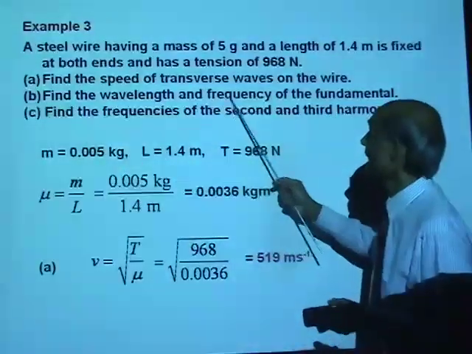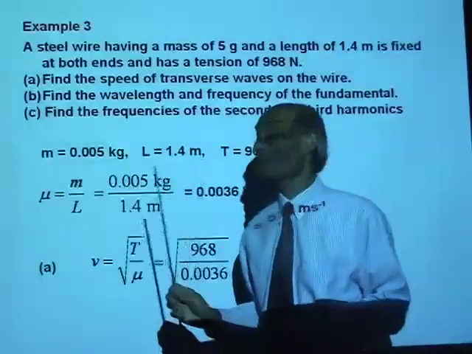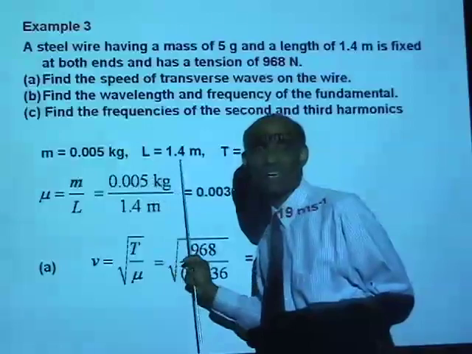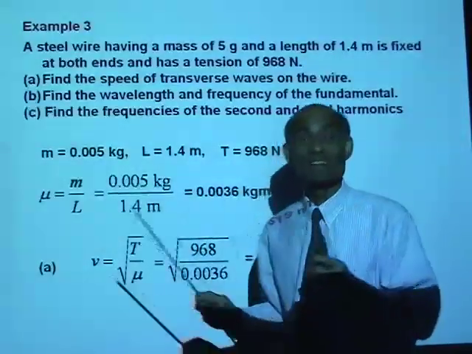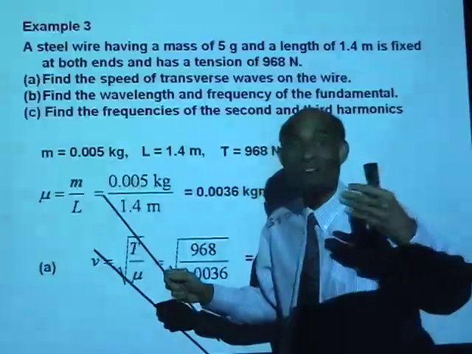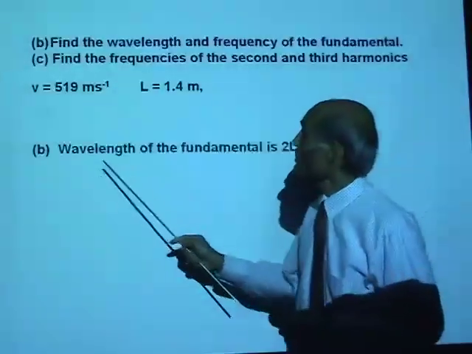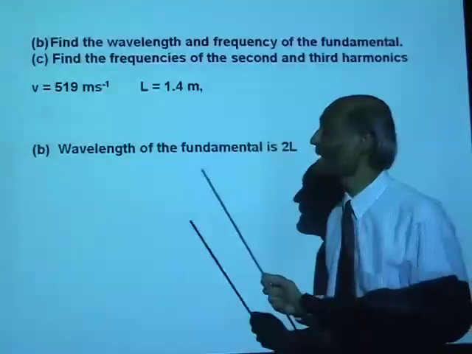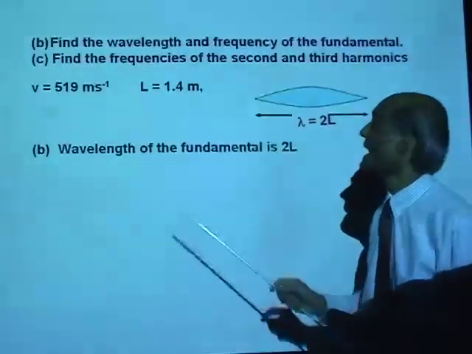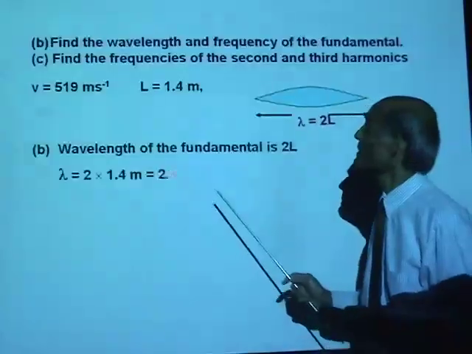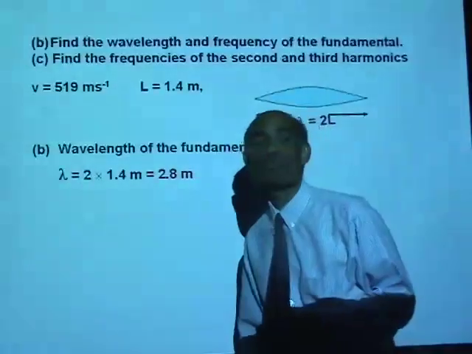Find the wavelength and frequency of the fundamental. The wavelength of the fundamental is related to the length of the string. Is that right? The length of the string is equal to half of the wavelength. So if 1.4 meter is half of the wavelength, then the wavelength will be twice that. All right, let's write down that. The wavelength of the fundamental is 2 times the length of the string. You see, this is the fundamental. The wavelength will be 2 times the length. Therefore, that will be 2 times 1.4 meter is 2.8 meter, the wavelength of that wave.